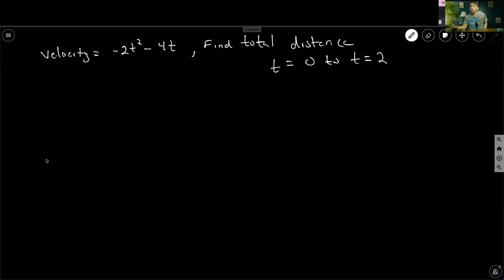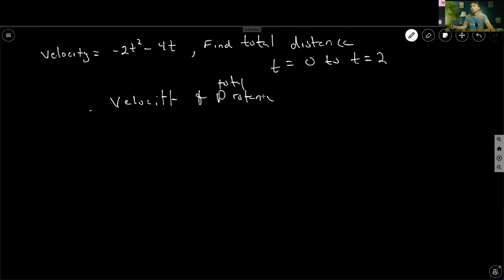All right, so for this question, we're given the velocity equation is equal to minus 2t squared minus 4t, and we want the total distance. So the first thing we need to figure out is, what is the relationship between velocity and distance, or total distance?